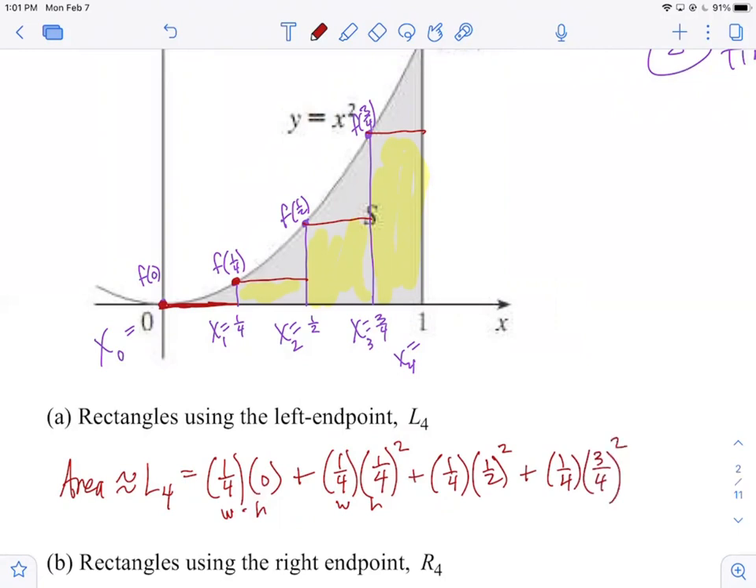Now notice I never even used the right endpoint, did I? The rightmost point of 1. Okay, but that's just width times height plus width times height. I guess I should put 0 squared here just to make it consistent. Width times height plus width times height.